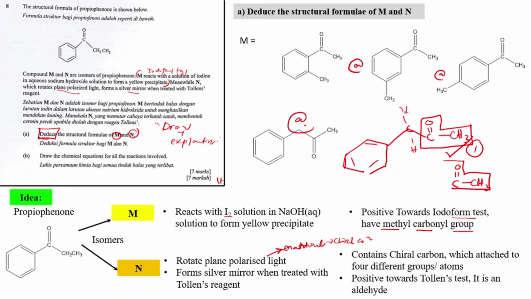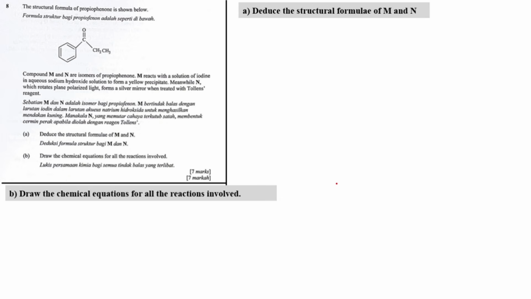Now we also need to give an explanation. The explanation here is the same as the deduction that we made earlier. It gives a positive result towards the iodoform test, and therefore it needs to have a methyl carbonyl group. Whatever structure you draw, as long as it has one of those, it is going to be a correct answer. Now we are going to draw the structure of N.